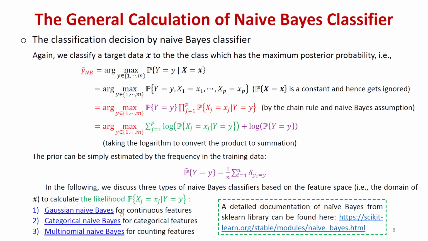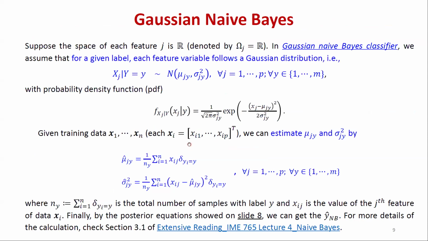Okay, first let's have a look at Gaussian naive Bayes here. Now suppose the space of each feature j is R, where R means real numbers. So in the Gaussian naive Bayes, because each feature is a real number, we can use the Gaussian distribution. And people may always ask, why do you assume Gaussian distribution? Why don't you assume other things?